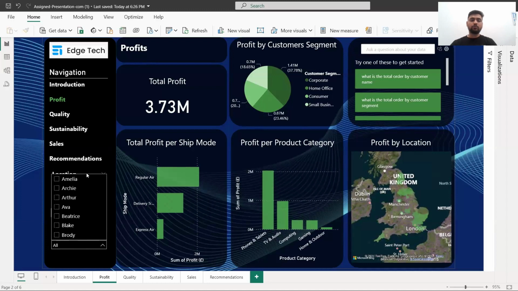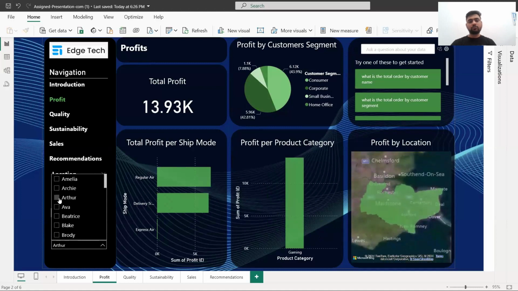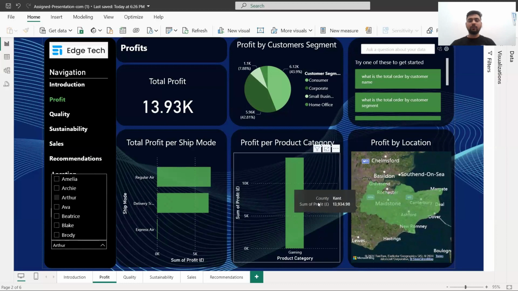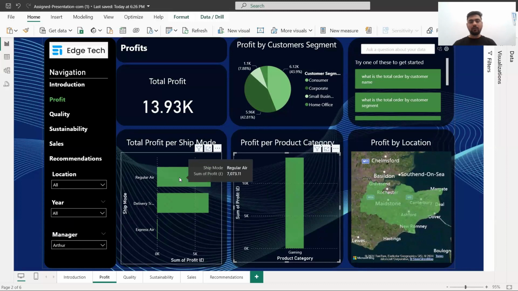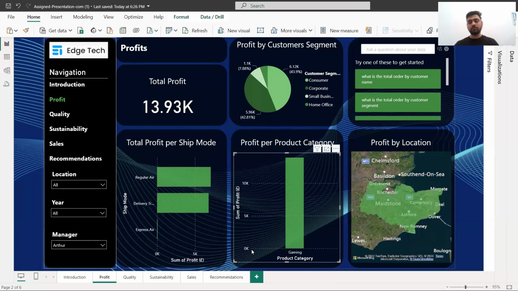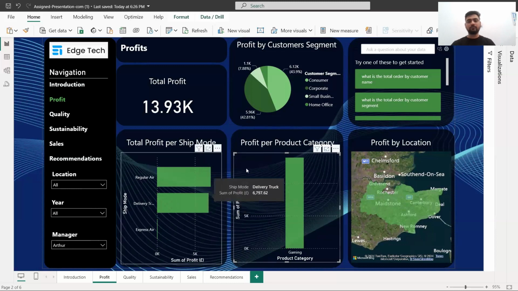And for the managers, you can also select by the managers. If you select Author, Author's total profit throughout the years is 13.93K. And most of his orders, he is working in the location of Kent area, County Kent. And the total profit per ship mode by Author from air is 7,073.11, and by delivery by trucks is 6,797. Most of the product category which Author uses is gaming product categories.